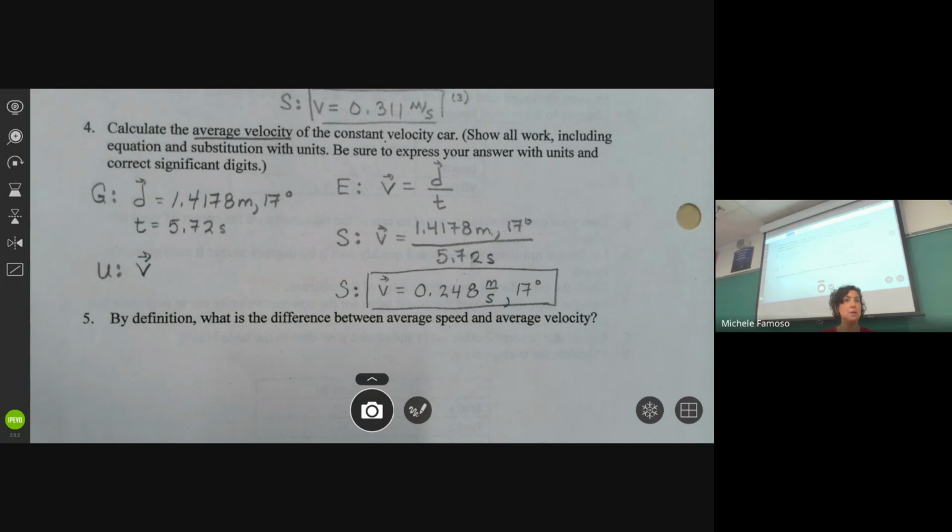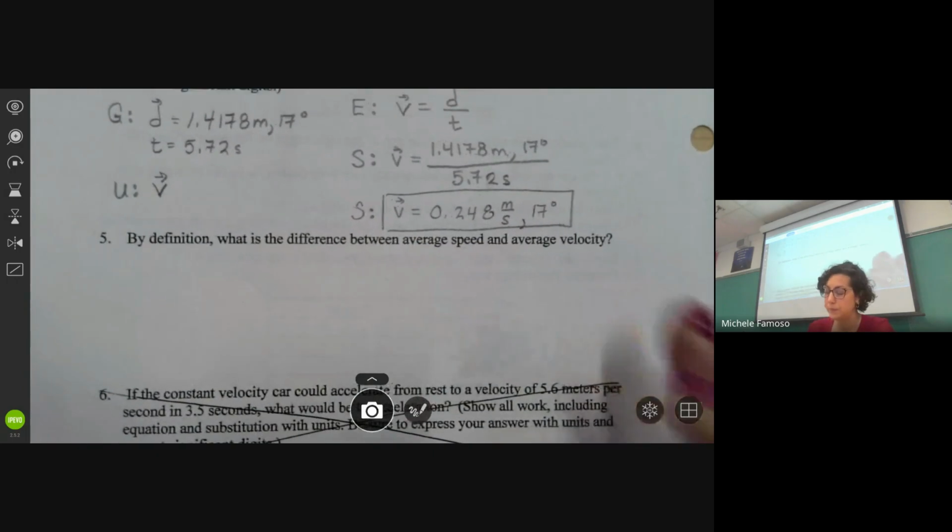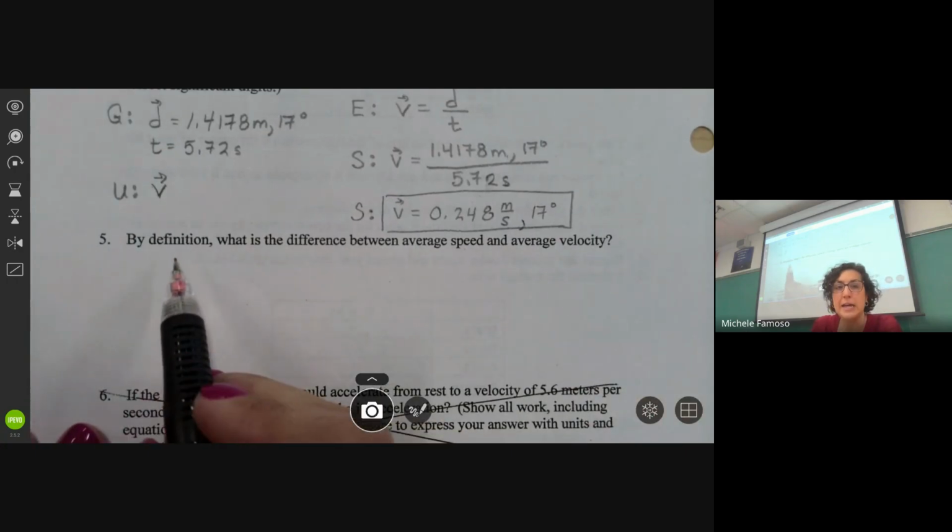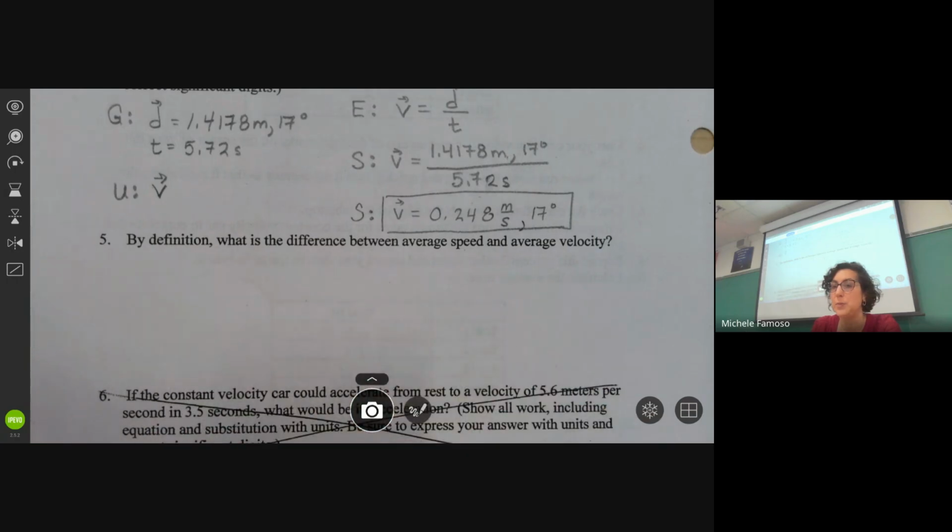Okay. Does any group need more time to work that out? We all set? Yes, we're set? Okay. The last question we're going to answer is number 5. You can see 6 has been crossed out. Now, number 5 is asking you, based upon the definition, what's the difference between average speed and average velocity?